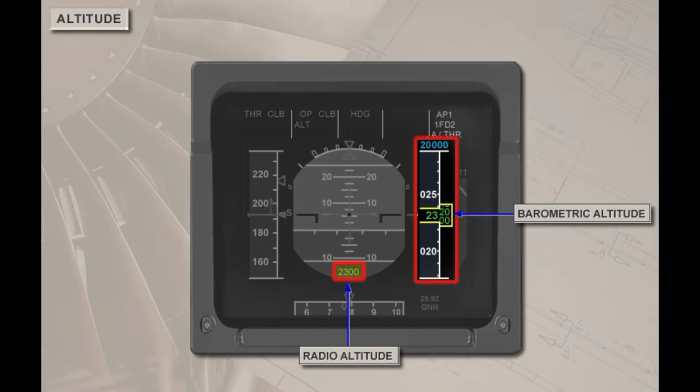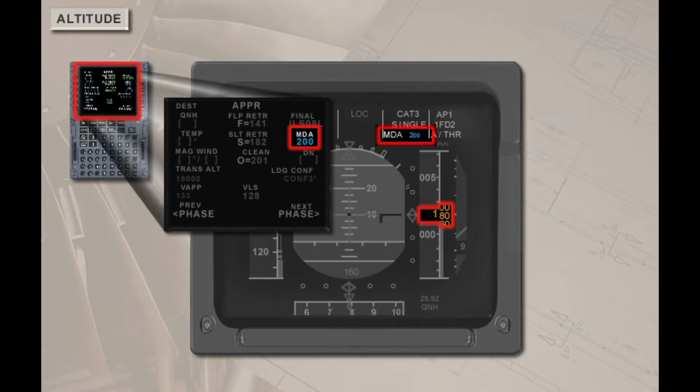The altitude indication is presented as a white moving scale on a gray background with the actual altitude in green inside a yellow window. The radio altitude is displayed below the attitude indicator when it is less than 2,500 feet. When an MDA has been entered into the flight management guidance computer for an approach, the altitude numbers will change from green to amber as the aircraft descends below the MDA.